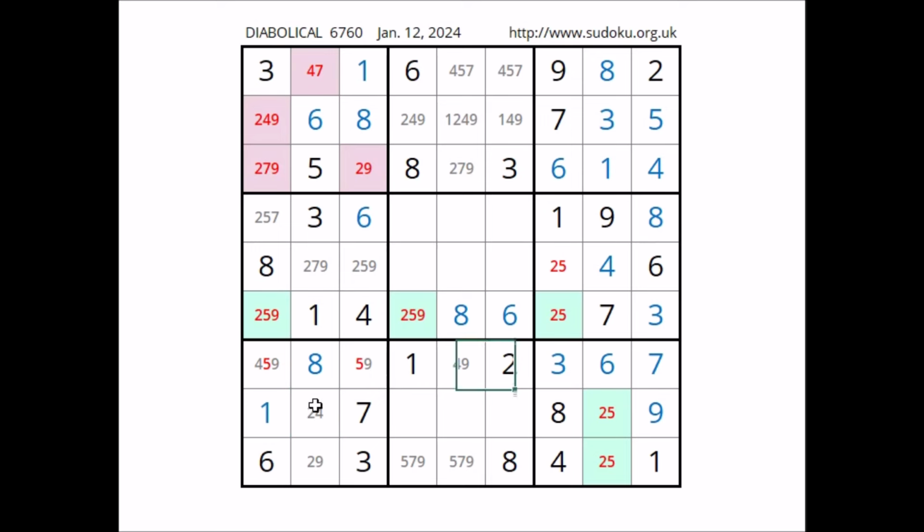Look, in this sector number 2 in one of these two places, and these two places belong to this column. 2 can be here, 2 can be here. So, number 2 in one of these two places, so it cannot be 2 in this place. 7 and 9 are the options. 7 and 9 here.